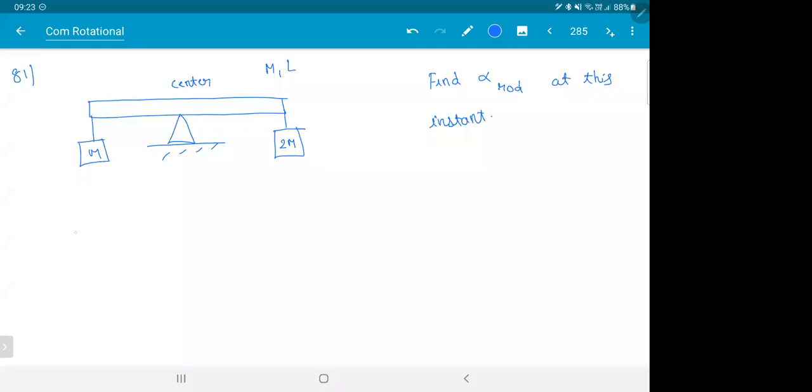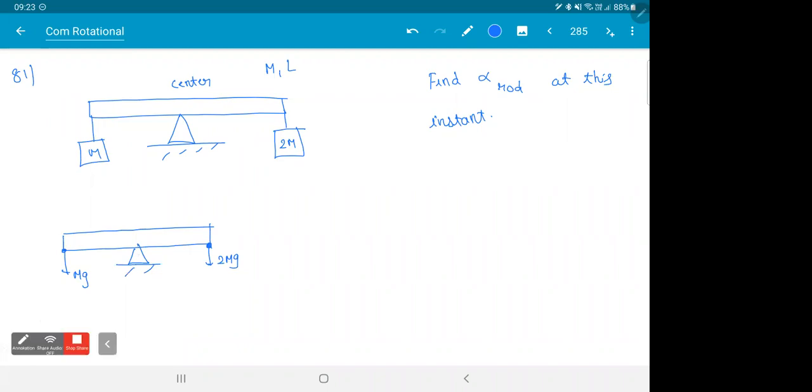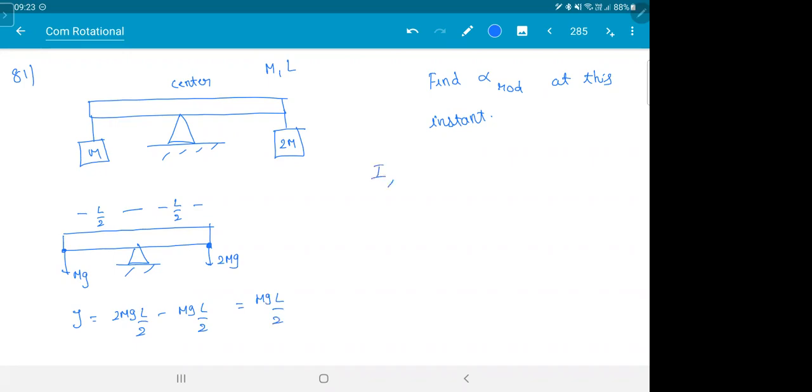So what you have to do first is find the torque. Attach the rod with the masses at the edges: 2mg and mg. So what is the torque about the hinge? The distance will be L by 2 on both sides. This would be 2mg times L by 2 minus mg times L by 2, which is mgL by 2. What is I of the system?